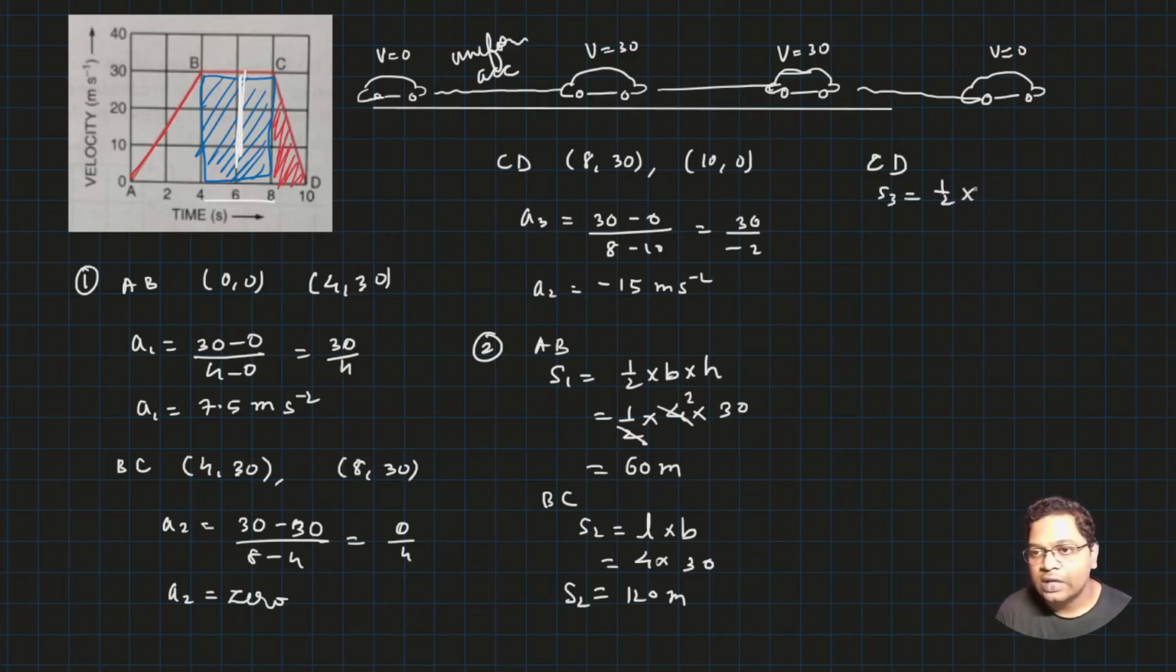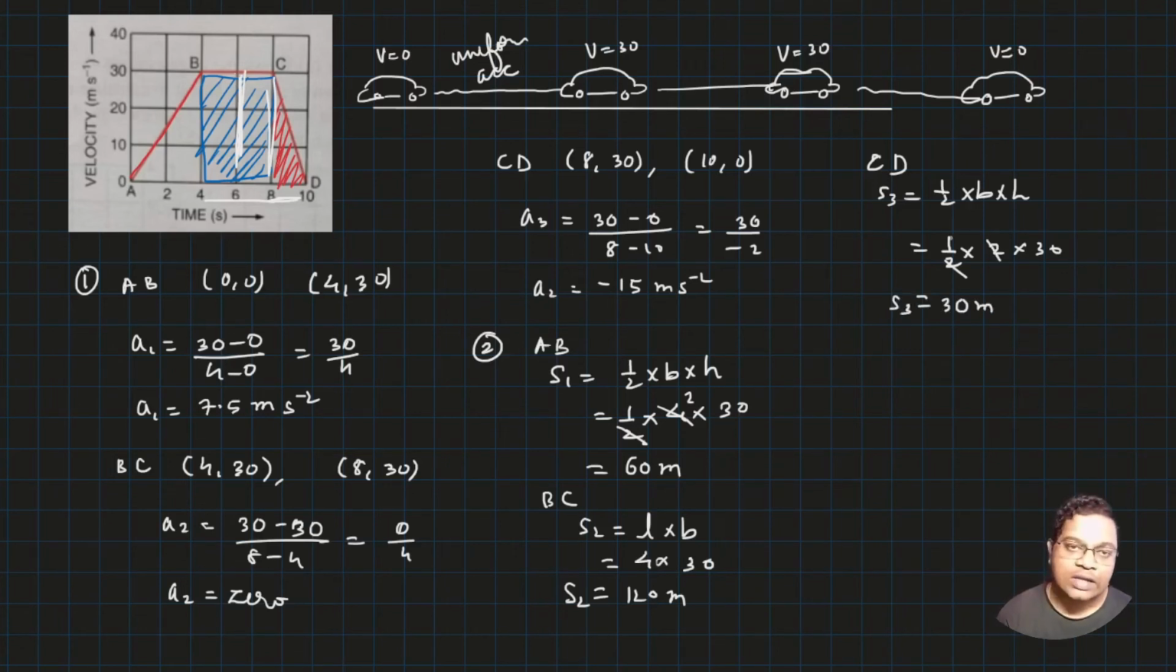So S3 is half into base into height. That is 8 to 10. This is 2. This height again is 30. It's 30 meters. So these are the distance traveled by the body in the interval 1, 2, and 3.